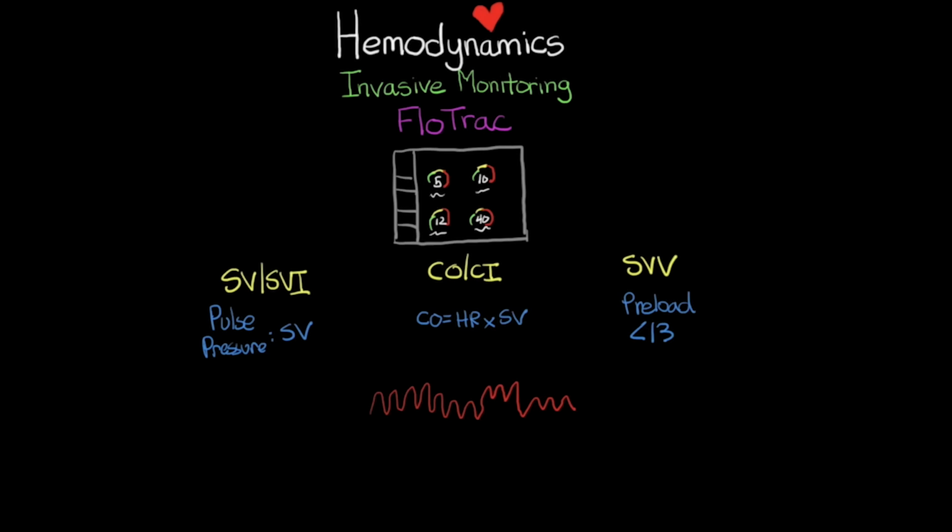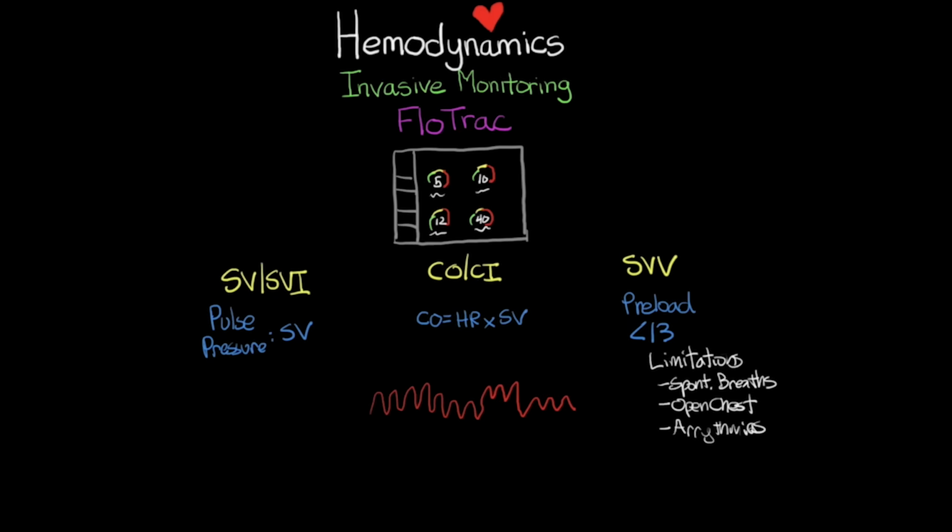Now, as great as SVV is, it does have some limitations, especially in terms of using the FlowTrack to monitor it. Some of these limitations are going to be spontaneous breaths. If a patient is taking spontaneous breaths, that is going to render our SVV inaccurate. If the patient has an open chest. Also, if they have any arrhythmias, commonly atrial fibrillation, in which we have an irregular heart rate, that is going to yield our stroke volume variance as inaccurate.